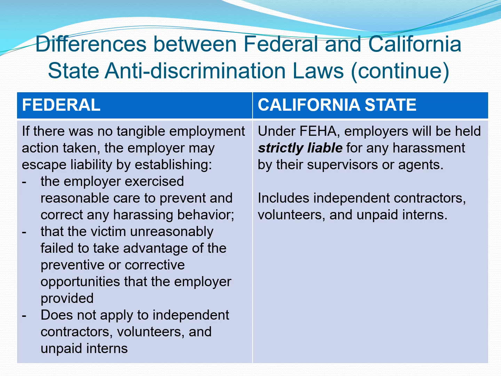Now we go here and we look at federal and California state for whether or not an employer may escape liability. On the federal side, if there was no tangible employment action taken, the employer may escape liability by establishing that the employer exercised reasonable care to prevent and correct any harassing behavior, and that the victim unreasonably failed to take advantage of the preventative or corrective opportunities that the employer provided. Also, this does not apply to independent contractors, volunteers, or unpaid interns.